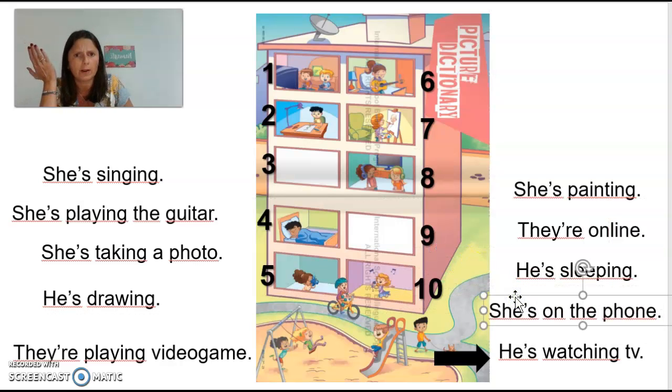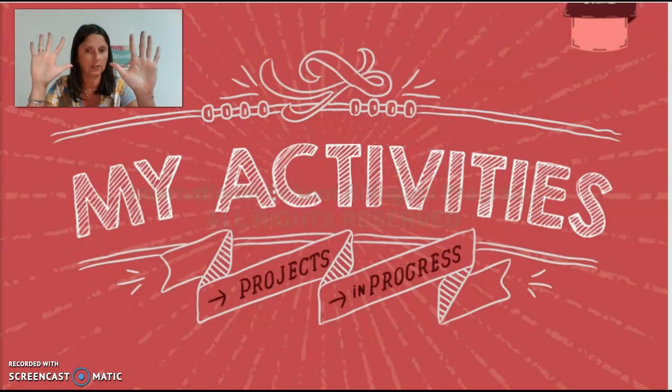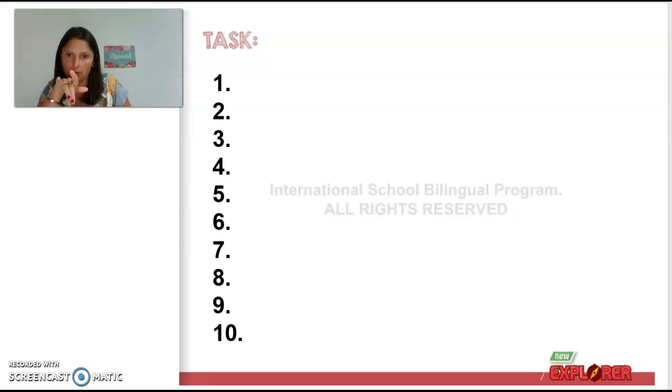But where are you going to write the sentences? My activities. Okay? You are going to write 10 sentences in this book, like this example here, from number 1 to number 10.